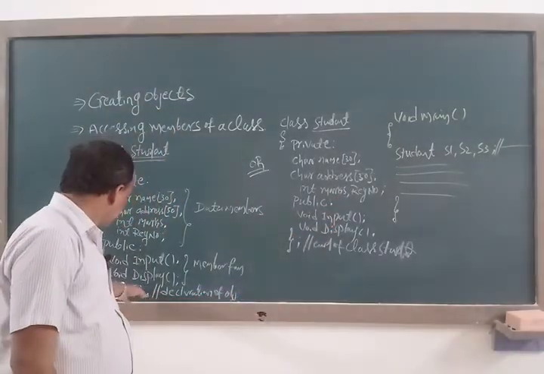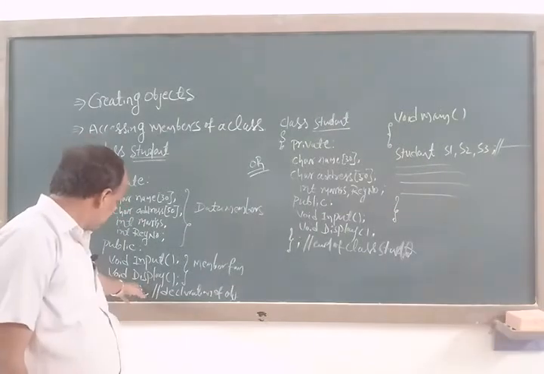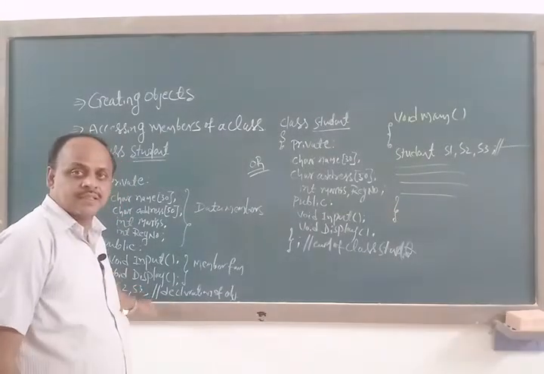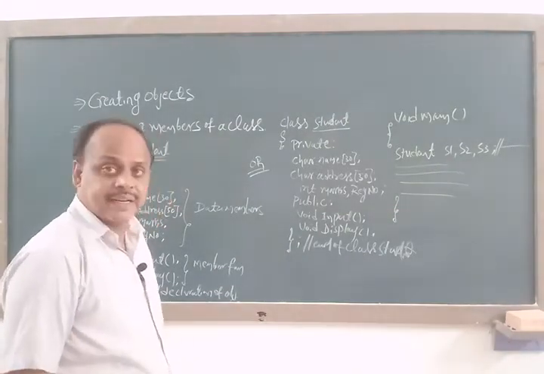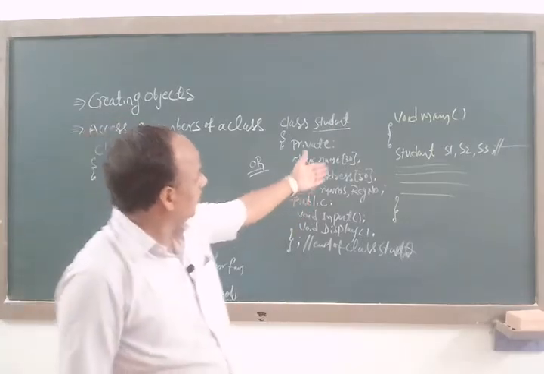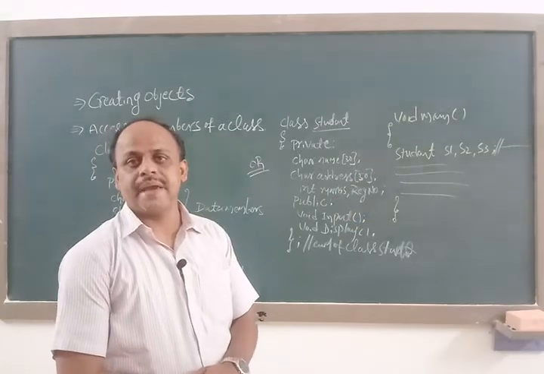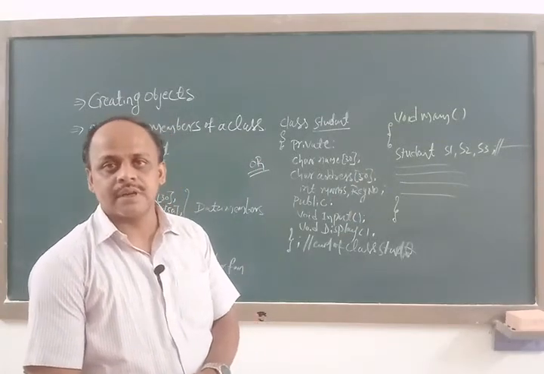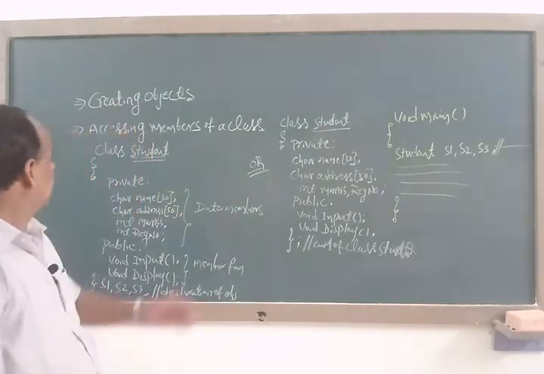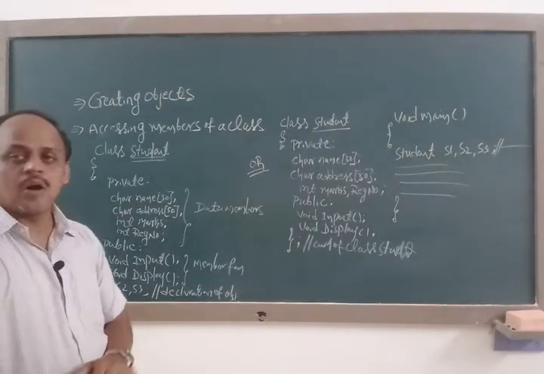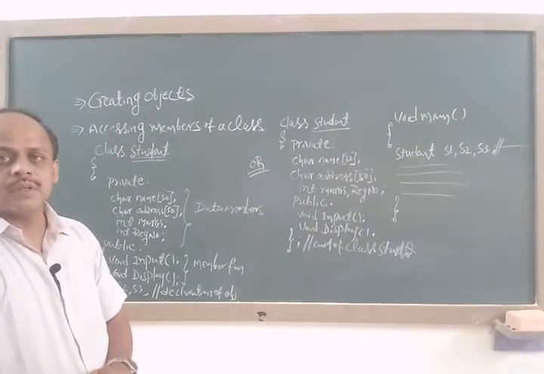First thing, we have to declare objects before closing the class, or we can declare objects in the very first statement of the main function, right? So this is how to create an object.